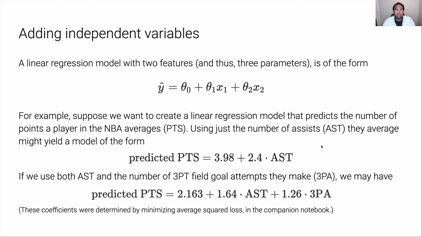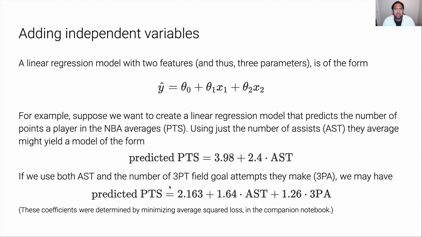Let's consider an example using basketball data. Now in basketball, some statistics that we are interested in include the number of points that a player averages, the number of assists or passes that a player averages, and the number of three-point field goal attempts that they make. For instance, let's suppose we want to predict the number of points per game that a player averaged over a season. One model that we could build is to predict points just using the number of assists that player averaged in the season. And so, doing so might yield a model that looks like 3.98 plus 2.4 times their assists.